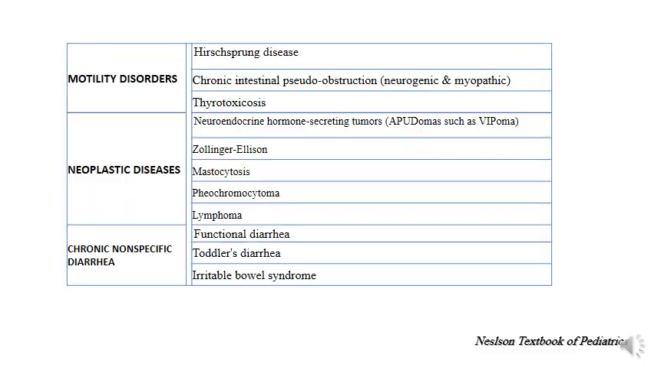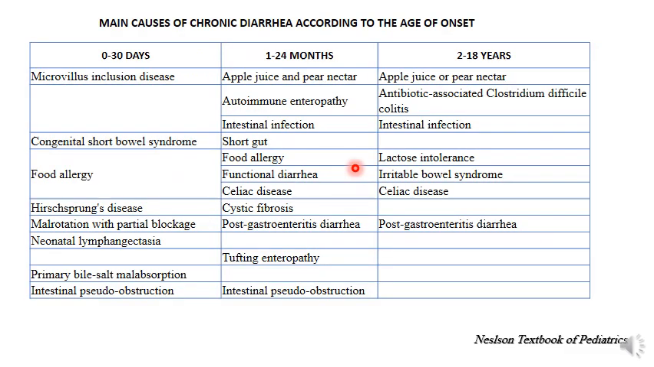Motility disorder, as I talked before, and main causes of chronic diarrhea according to the age: first month, first 2 years, and more than 2 years up to 18 years. So you can see this table and you check for the major causes of this. Here the most important are food allergy, functional diarrhea, and celiac disease.